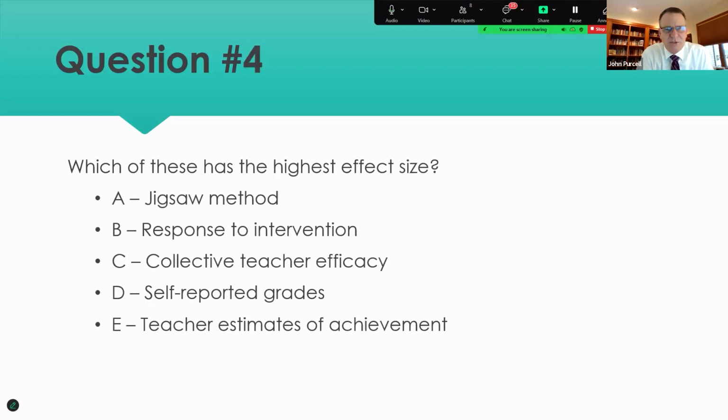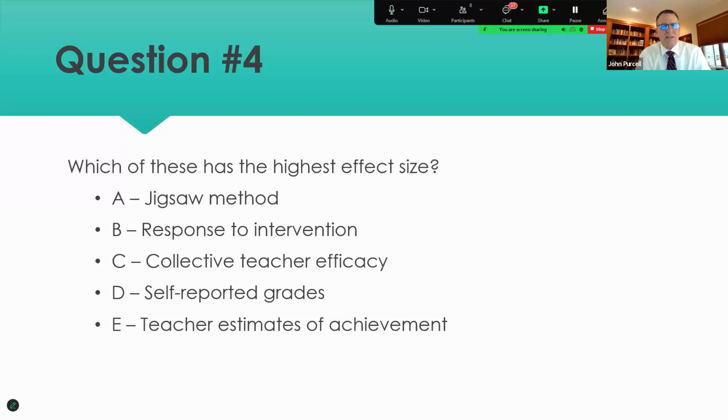Now, which of these has the highest effect size? A, B, C, D, or E? Jigsaw method, students taking different parts of an article, reading it, and reporting back on it. Response to intervention, you know what that is, immediately intervening for a student that needs it. Collective teacher efficacy, all teachers believing not only that students can succeed, but believing that they have the ability to do that and following through with that.